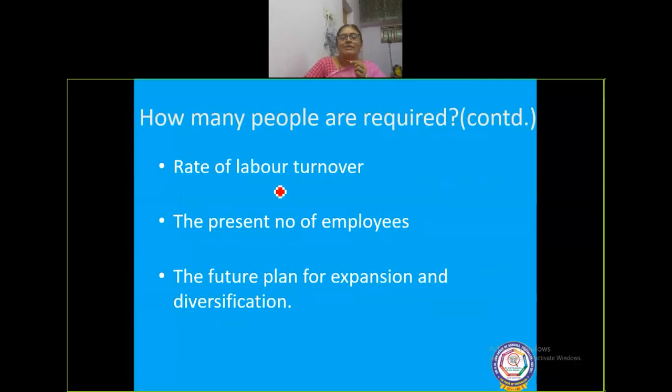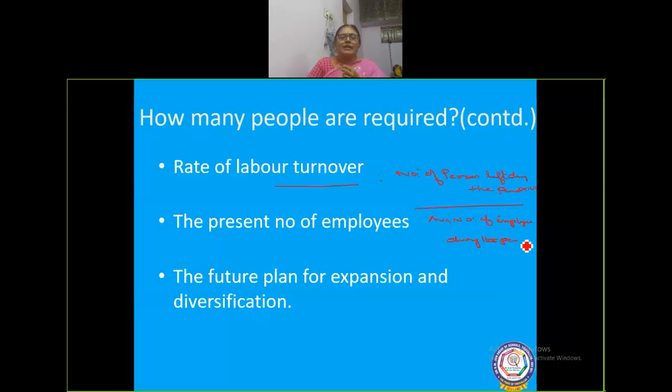Rate of labor turnover. So how to calculate labor turnover? That is nothing but the number of persons who have left during the period, times 100, divided by the average number of employees during the period.